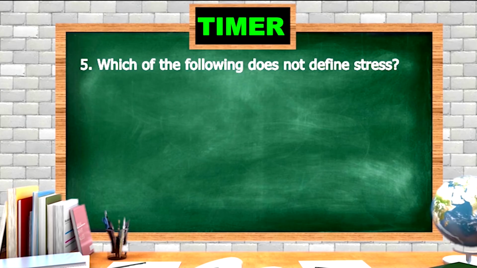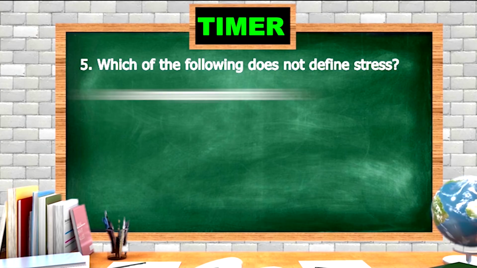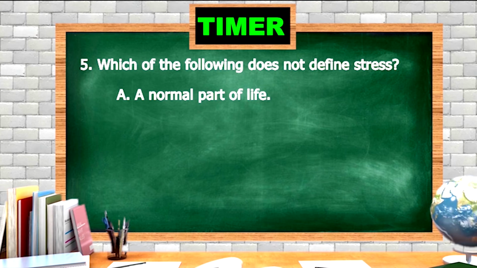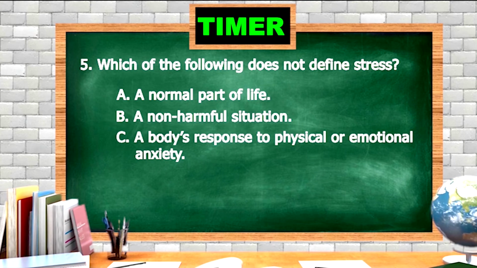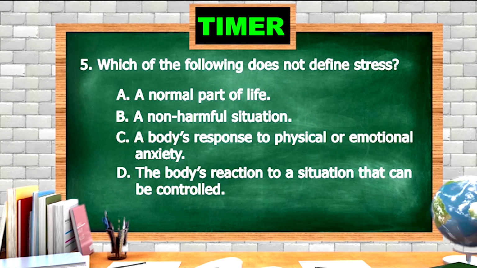Number 5. Which of the following does not define stress? A. A normal part of life. B. A non-harmful situation. C. A body's response to physical and emotional anxiety. D. The body's reaction to a situation that can be controlled.